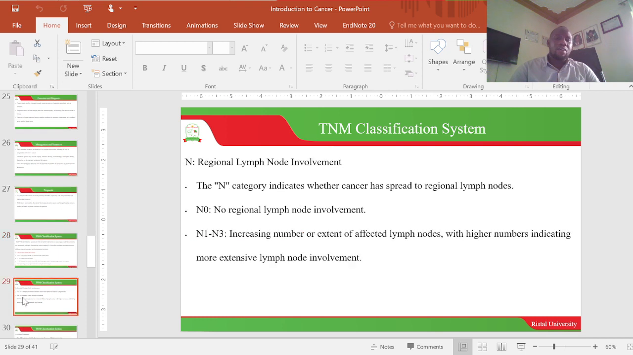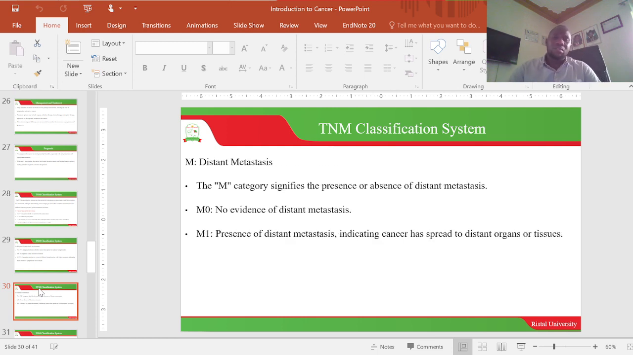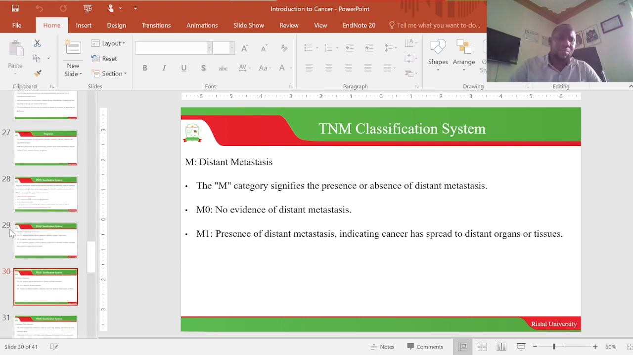Okay? And then the N looks at the number of regional lymph nodes involved. The cancer has spread to what regional lymph nodes? So N0 refers to no lymph node involvement, and then N1 to N3 indicates the increasing number or extent of lymph nodes involved. The more lymph nodes involved, the more aggressive or the more extensive the cancer is. And then the M reflects the distant metastasis, which is basically cancer that has spread to other parts. M0 means no evidence of distant metastasis, and M1 represents presence of distant metastasis, indicating that the cancer has spread to other parts.